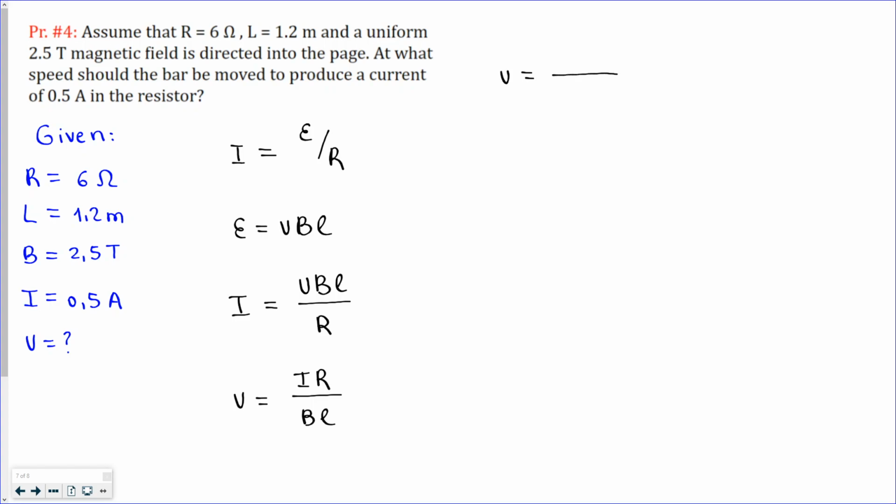I is 0.5, and the resistance is 6, over field 2.5, and the length is 1.2. So we can cancel this. We have a 5, and 6 over 1.2. We can also cancel, it's also 5. 6 over 1.2. And we have the answer, 1 meter per second. So this is the final problem.